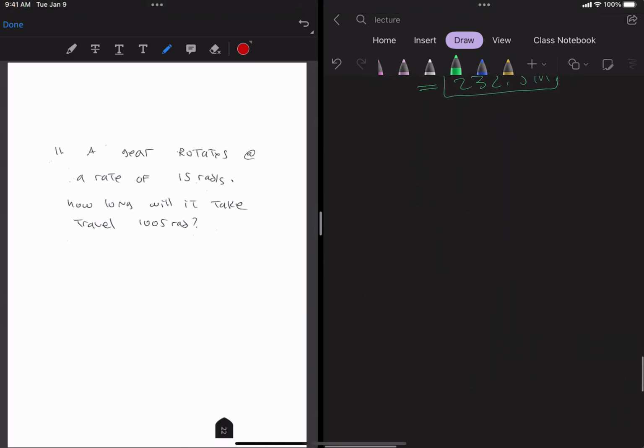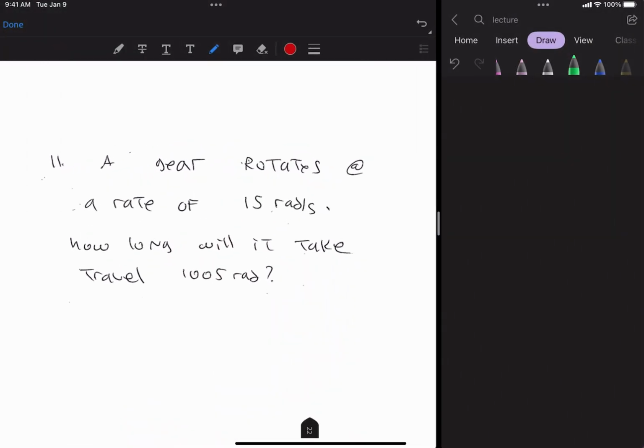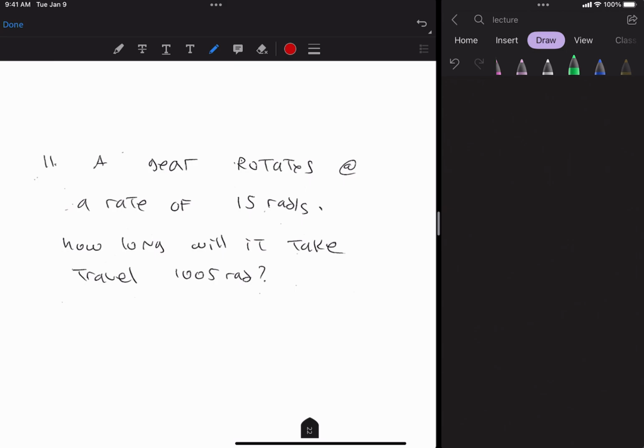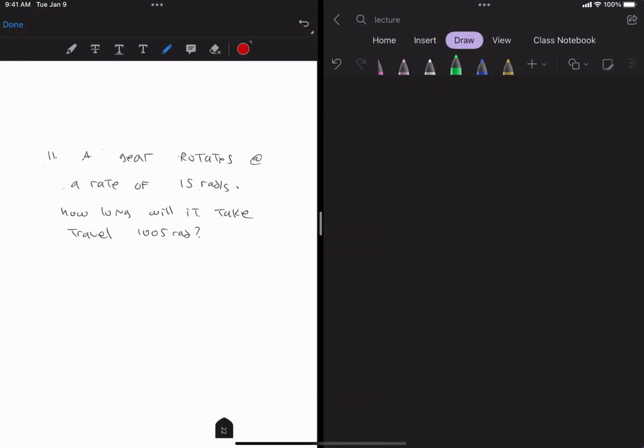So let's try this word problem. It says a gear rotates at a rate of 15 radians per second. How long will it take for it to rotate over 1005 radians? So try to pause, try to solve this, and when you're ready, unpause.